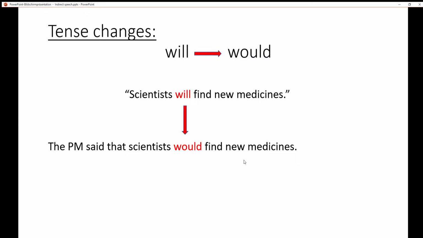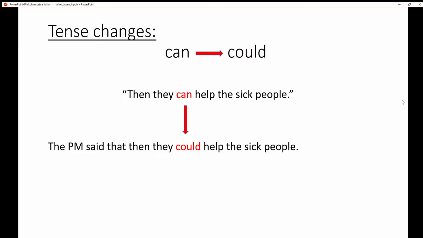Also very easy. Another very easy rule, if you have the word can in direct speech, then that always becomes could in indirect speech. So the Prime Minister says, then they can help the sick people, and the reporter writes, the PM said that then they could help the sick people. So can becomes could.